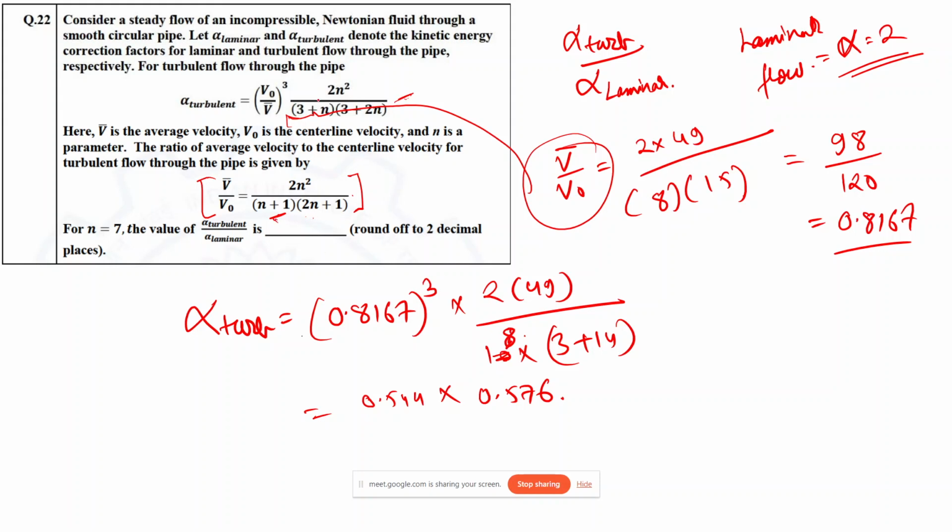Now this will eliminate. So this is 2 n square. N is 7. 7 plus 3 will be 10 plus 17. So this is coming around 0.3136.